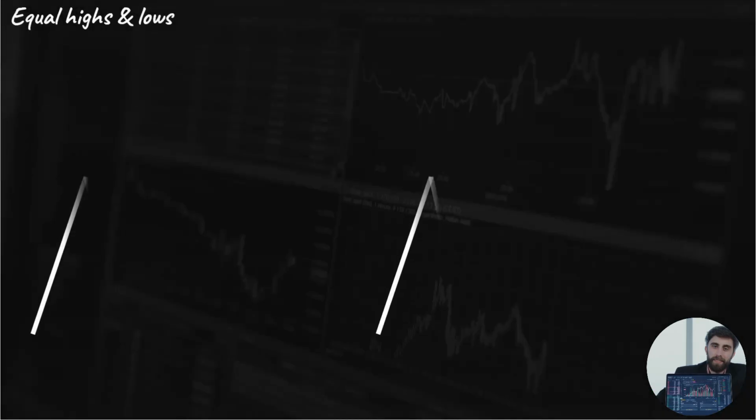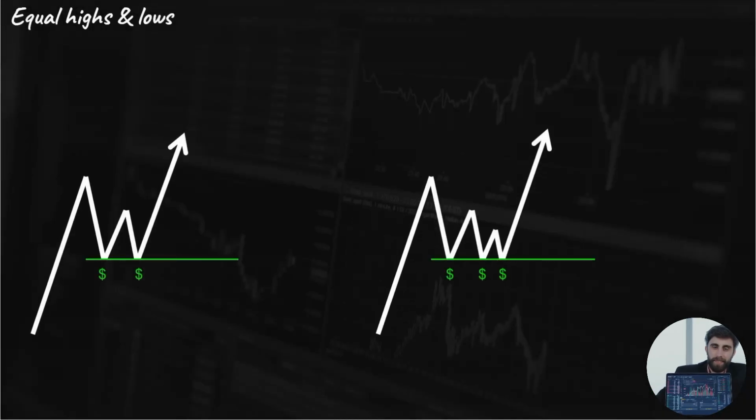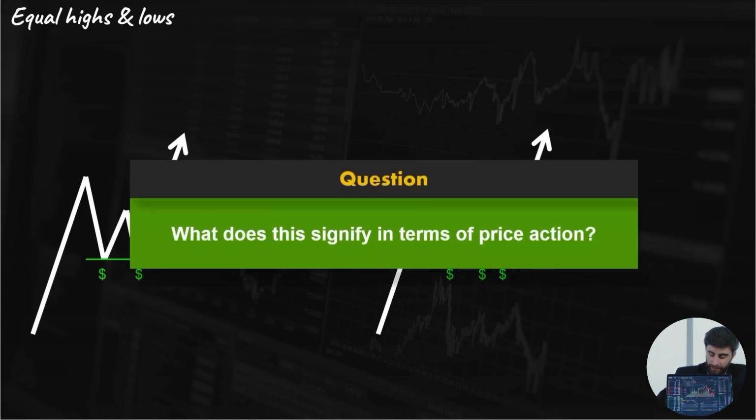We have many types of liquidity in the market. The first type is equal highs and lows. As the name suggests, the price will form equal lows, where the low points are about the same level. Similarly, the price will form equal highs, where the highs are about the same level. Now, what does this signify in terms of price action?